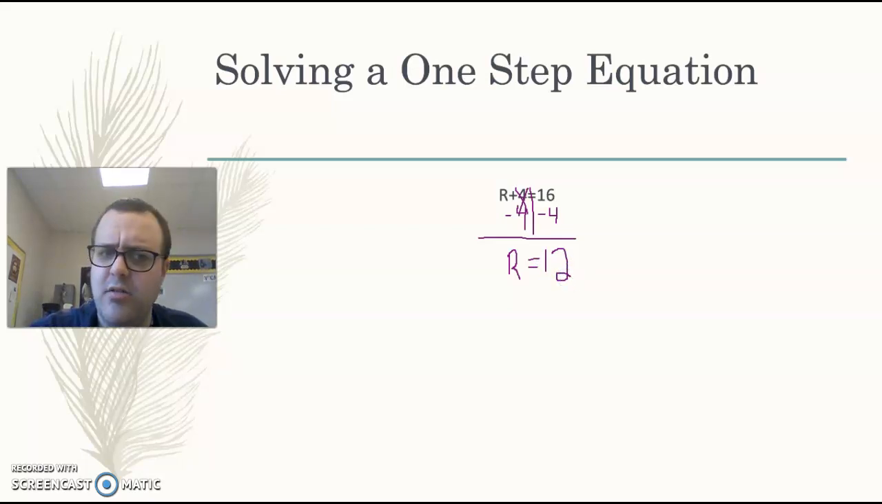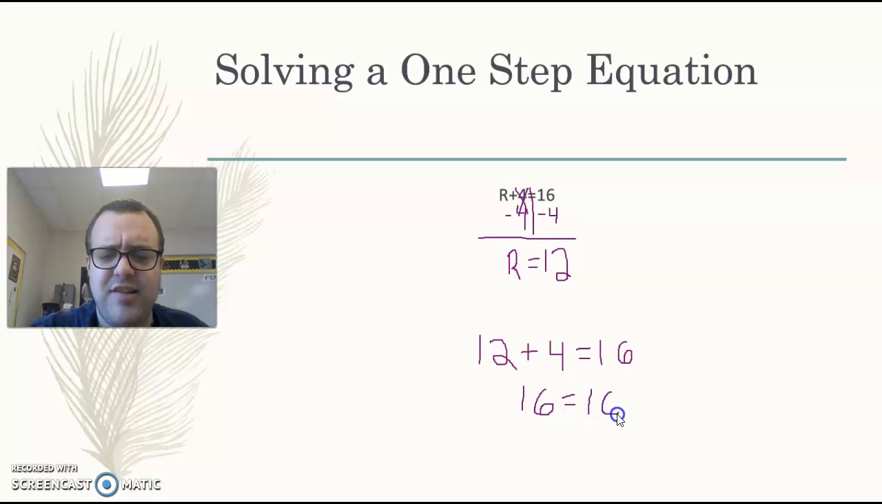Am I done? Am I good? Can I move on? Oh, wait, I almost forgot. I have to make sure I do my check step. Let's check it and make sure it actually works. I'm going to rewrite that original equation, except instead of writing r, I'm going to replace it with what I said r equaled, which was 12. And I want to make sure I get a true statement. Well, 12 plus 4, that equals 16. So I'm getting that 16 equals 16. Well, stupid question. Does 16 equal 16? Yes, it does. Check step. We're good. That works out. So r is going to equal 12.